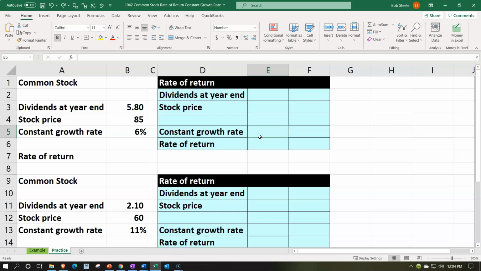or required rate of return or estimated rate of return on the stocks, with the information including dividends at year end. So we're assuming dividends will be paid at the end of the year at the 5.80. We have the stock price, which is at the 85, and then we have a constant growth rate, which is something that we would have to assume based on past performance to see if the growth rate is somewhat constant going forward. Given those assumptions, then we can calculate the required rate of return.